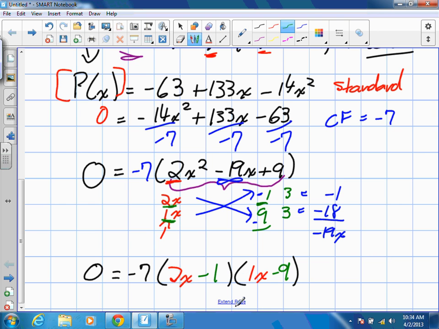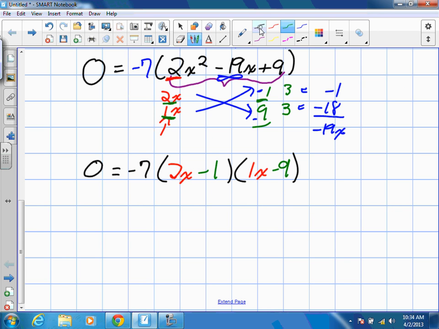Okay. So, I'm just going to rewrite this in black. Nothing has changed. Negative 7 times 2x minus 1. And I'm just going to write this as x minus 9. Okay. Are we done? Have we solved how many skateboards we have to sell in order to break even? No. What do we have to do next? Well, 0. We'll just solve for x.